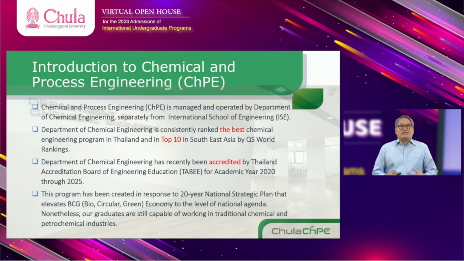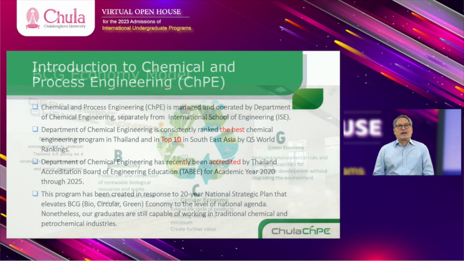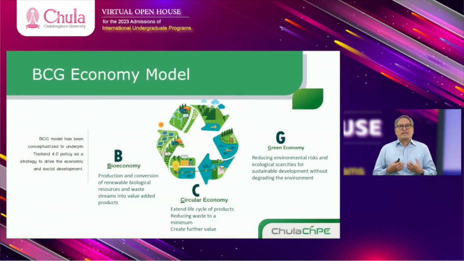Okay, and this program was actually created in response to a 20-year national strategic plan by the Thai government that elevates the BCG economy to a level of national agenda. I will talk about the BCG economy. B stands for bio. Bioeconomy is the production and conversion of products from a renewable biological source such as plants. C stands for circular economy. For this, we try to extend the life cycle of products by reducing waste or creating a different use of the same products. And G stands for green economy. We try to reduce environmental risk and design a green process that has fewer waste.